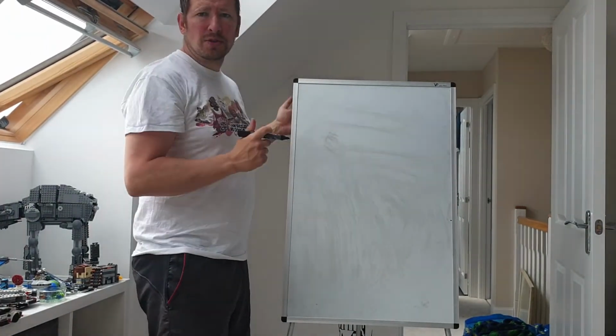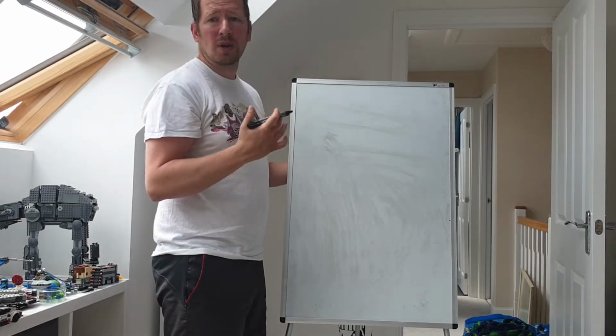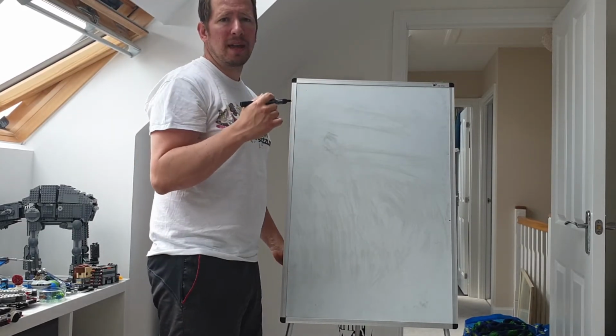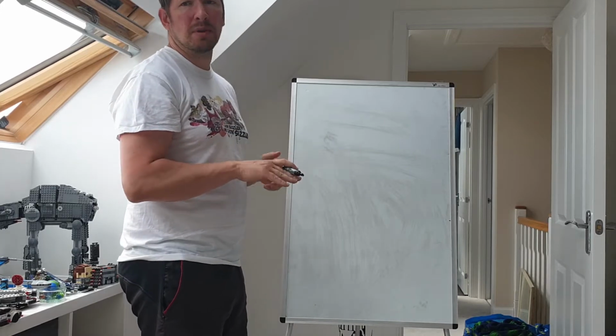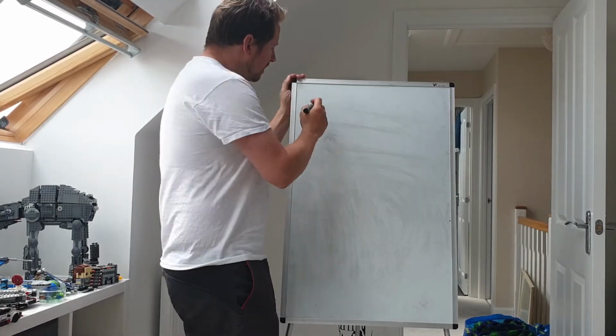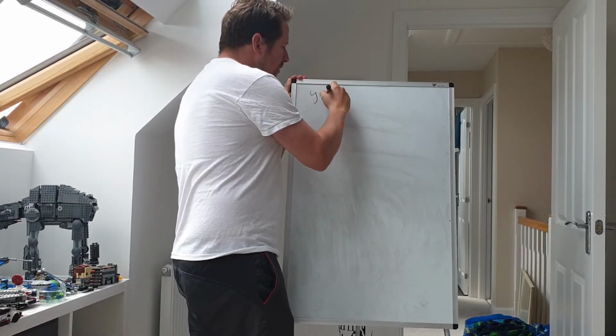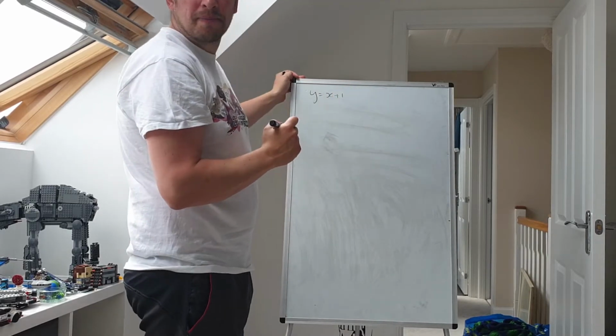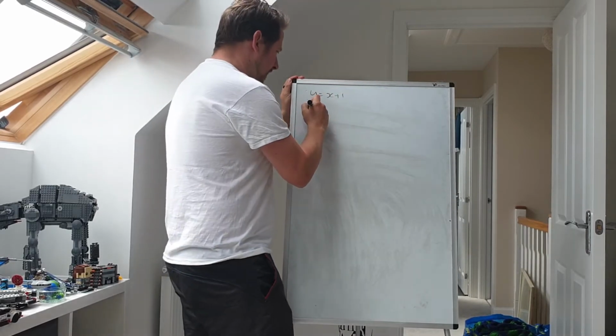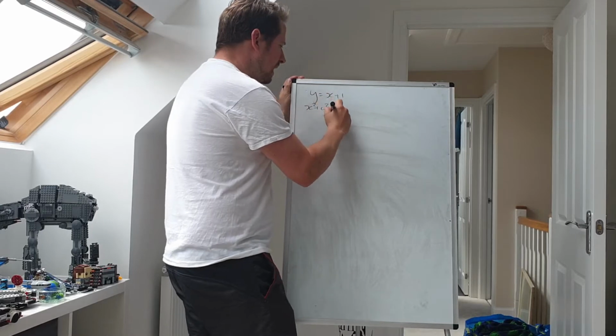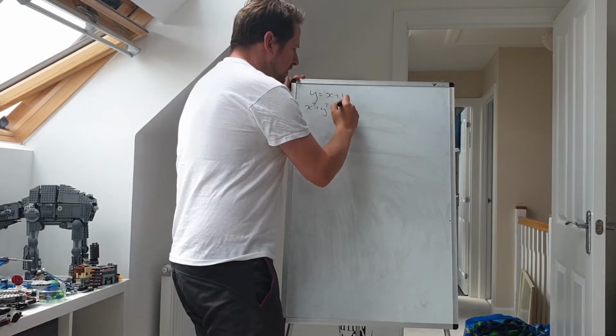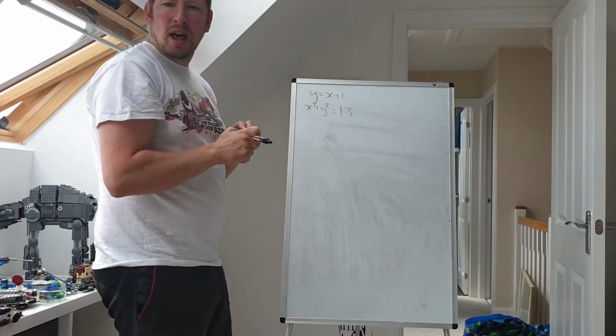Now this one is all about solving simultaneous equations, just like the last one, except this time one of them is going to be a linear equation, one of them is going to be a quadratic equation. So what we're going to do is solve y equals x plus 1 and x squared plus y squared equals 13.